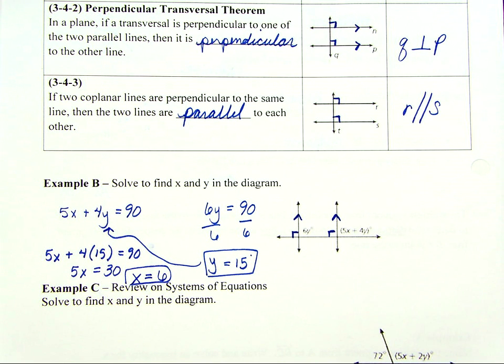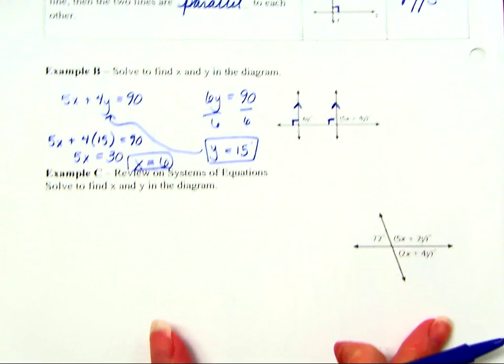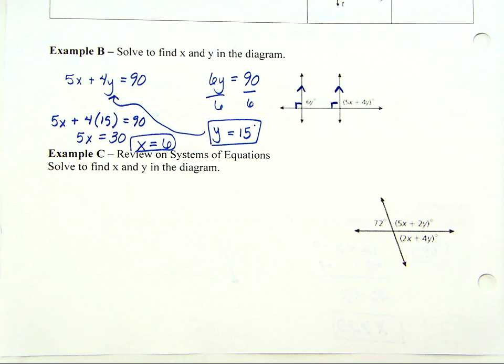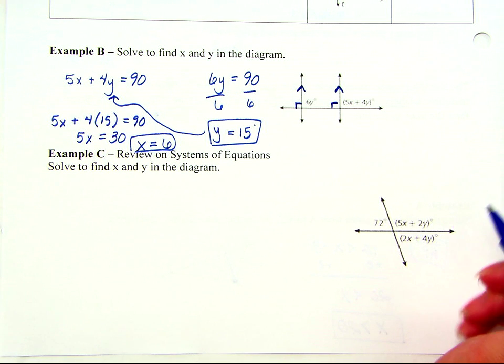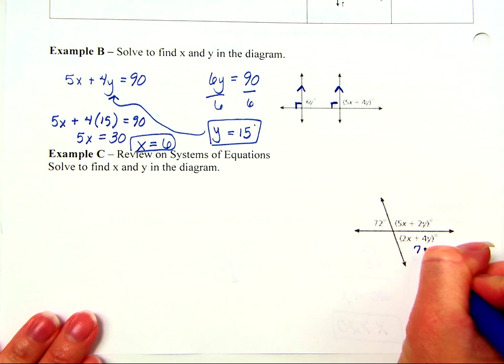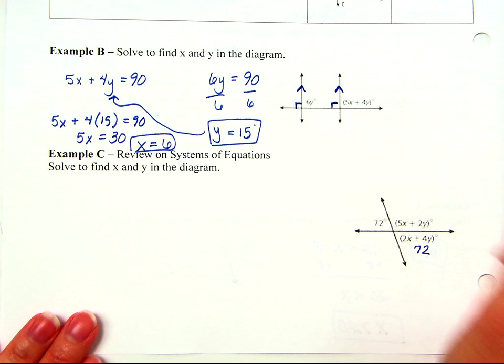Lastly, I want to take a look at example C. Example C is more of a review question, but it's going to review solving some system of equations. We talked about it briefly in lesson 3.2. I want to talk about it more today. You'll see that in example C, I don't have parallel lines. I don't have perpendicular lines, but I am looking to solve for my value for x and y.